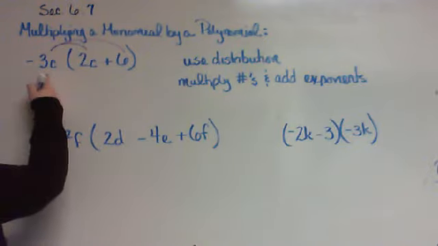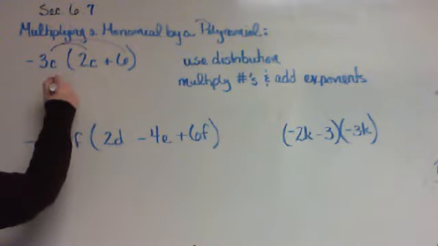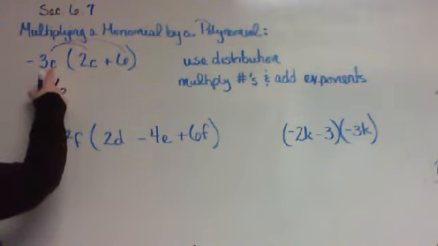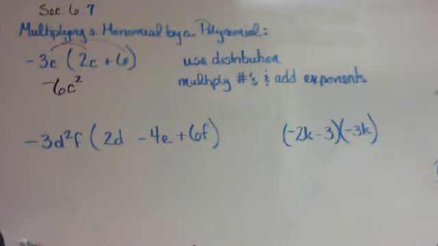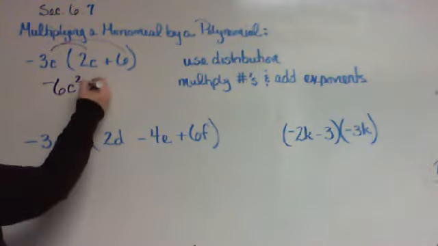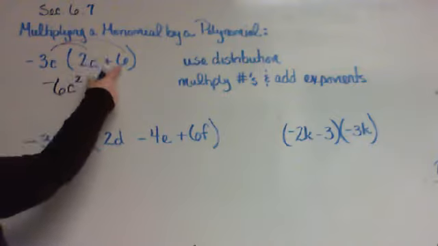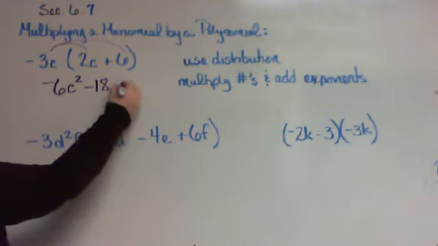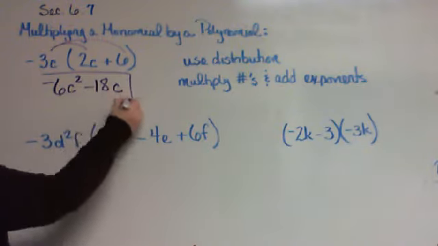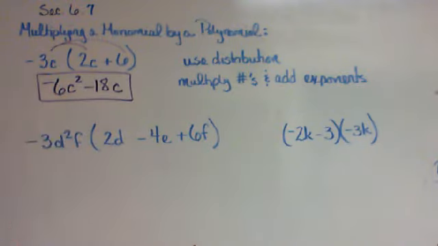So here, my negative 3c times 2c, a negative 3 times a positive 2 gives me a negative 6. And then 1c here and 1c there gives me a total of 2 c's, so that's c squared. Then a negative 3 times a positive 6 gives me a negative 18, and then there's 1c. You can't forget about the c that's there. Simple as that. Yes, it's very similar to stuff we've already done. It's just kind of putting some stuff together.